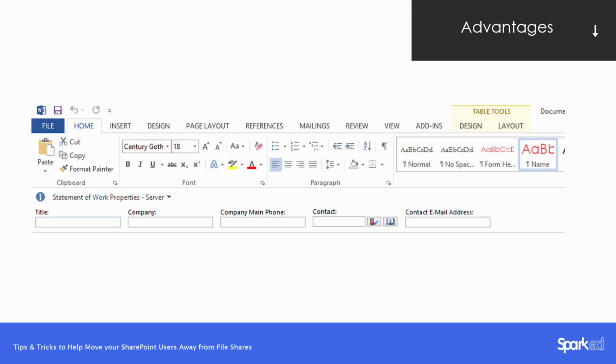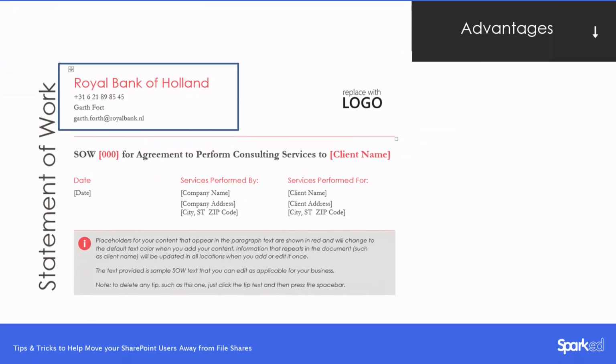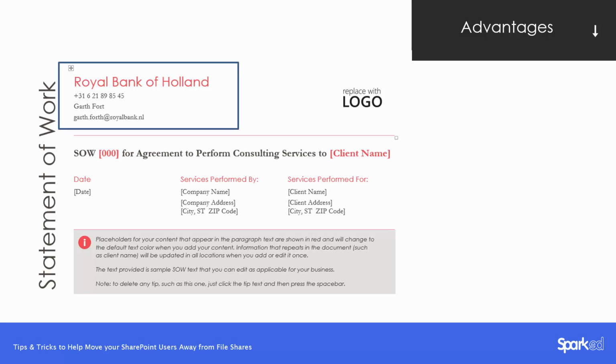So this is basically displaying the metadata you attached to the document content type, right? This is that statement of work again. We have company, company main phone, contact, and contact email address. Okay, well, nice. I get this, but what is the advantage? Also, when you start to use quick parts. And it's something I will show in a follow-up session as well.